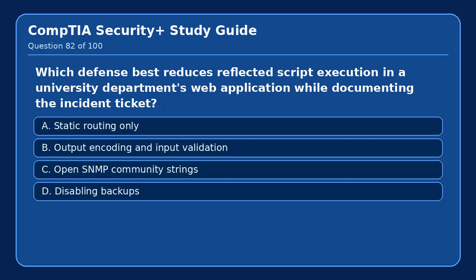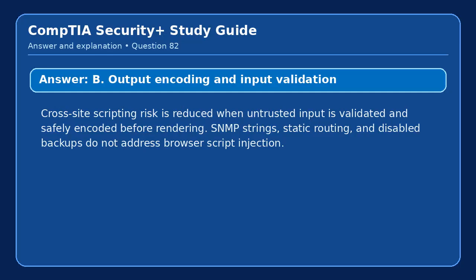Question 85. Which control best reduces path traversal in a data analytics unit's file download feature during a service reliability review? A. Place database backups in the web root. B. Disable TLS on the site. C. Normalize and validate file paths against an allowed directory. D. Use shared local administrator accounts. Take a moment to choose your answer.